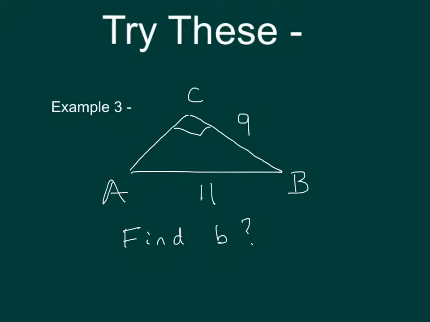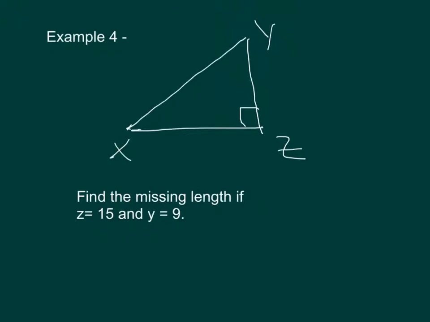So here's example 3. You have triangle ABC and you're asked to find side B. Get after it. Be careful here on example 4. You're going to have to go and label the triangle. And again, we're asking you to find the missing length. So you have to figure out which length is missing. Again, use the Pythagorean theorem and make sure you label your triangle correctly. Good luck.